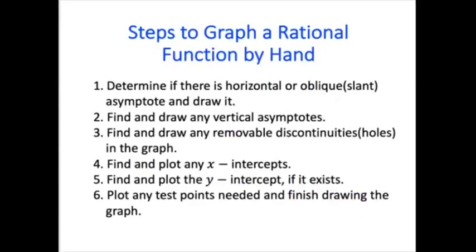Our main goal in this section is to learn how to graph a rational function by hand. So we're going to go over the steps for that. Step 1 is that we want to determine if there is a horizontal or oblique, which is a slant asymptote, and draw it. Step 2 is we want to find and draw any vertical asymptotes. Step 3 is to find and draw any removable discontinuities or holes in the graph. Step 4 is to find and plot any x-intercepts. Step 5 is to find and plot the y-intercept if it exists. Step 6 is to plot any test points needed and finish drawing the graph.